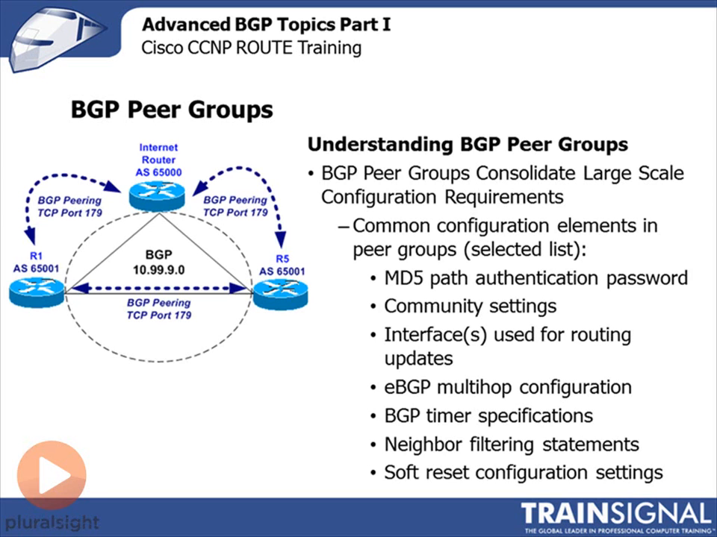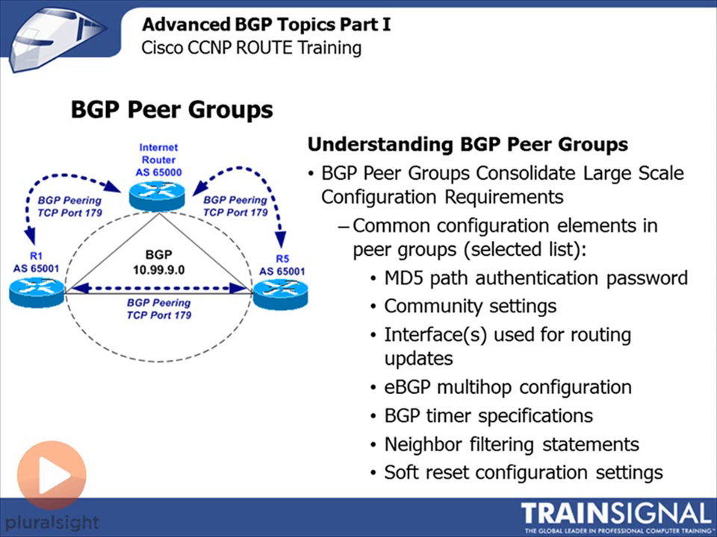So peer groups allow you to consolidate large-scale configuration requirements. For instance, when we have looked at the AT&T route server, if we do show IP BGP summary or show IP BGP neighbors, there are a large number of neighbors. BGP peer groups can actually help consolidate the requirements for being able to have common configuration elements and fewer configuration commands to make it happen.